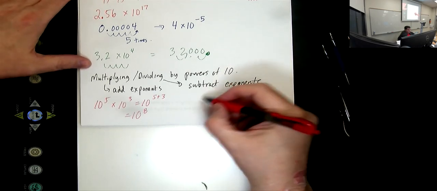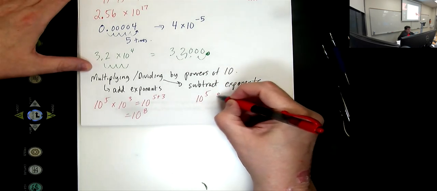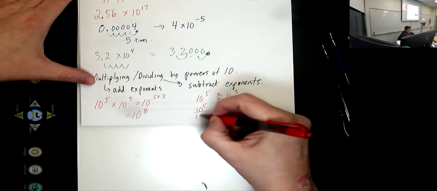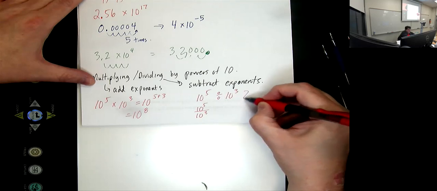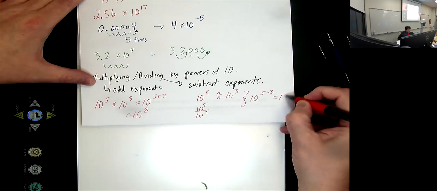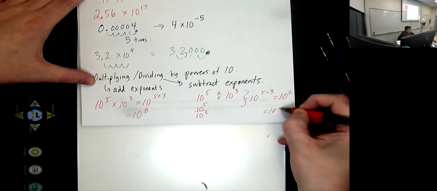Same thing with division. I could do 10 to the 5th divided by 10 cubed, or I could show it as 10 to the 5th over 10 cubed. Both of these end up being 10 to the 5 minus 3, which is 10 squared, or 100.